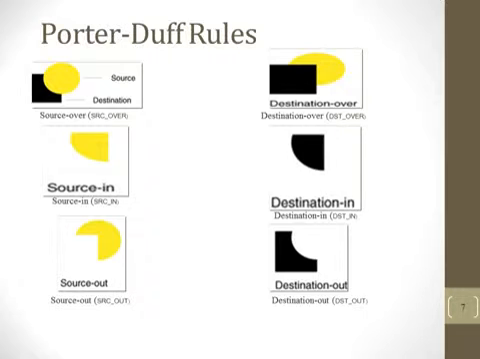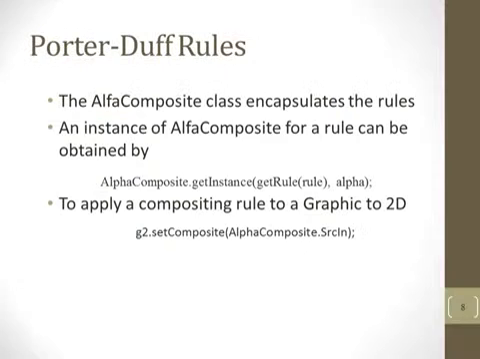And source out, then we want only the source without the intersection. Then we will use Fs, which is 1 minus alpha d, and Fd equal to 0. And destination out, then we want to see only the destination part without the intersection. Then Fs will be 0 and Fd will be 1 minus alpha s.